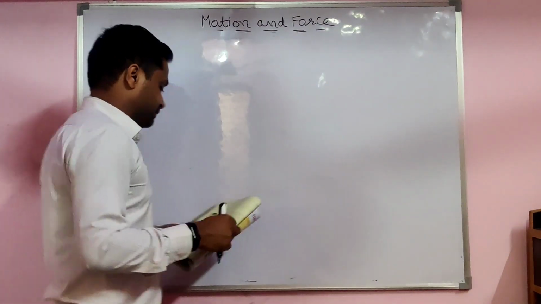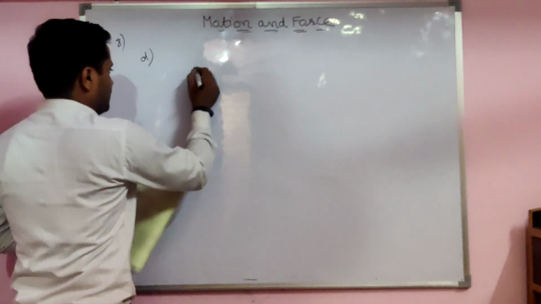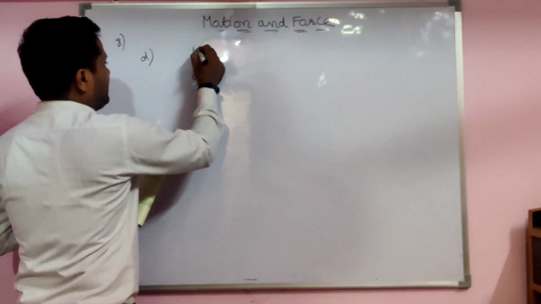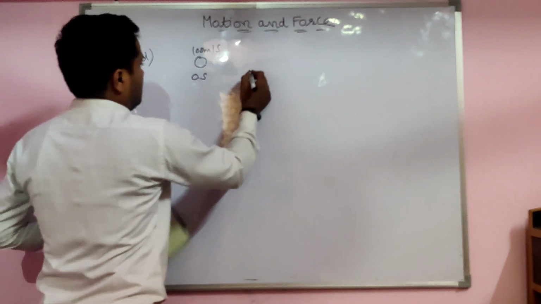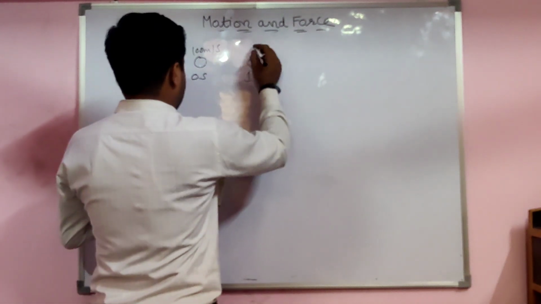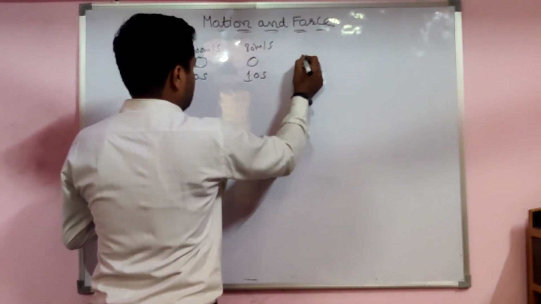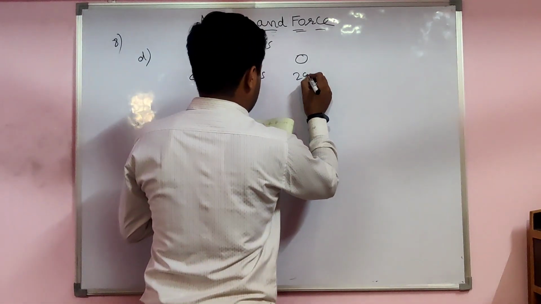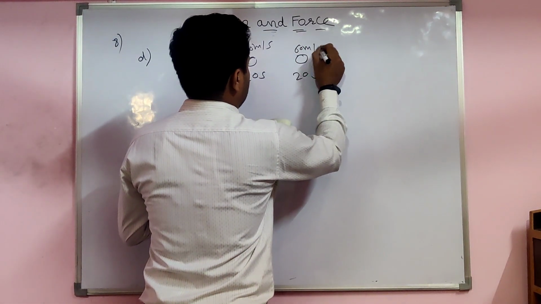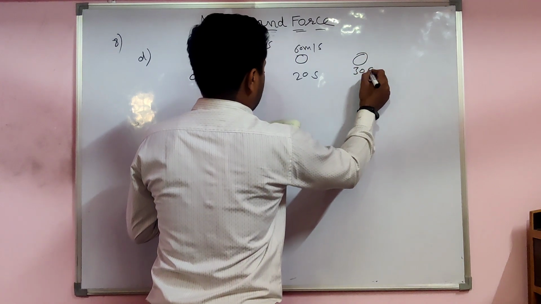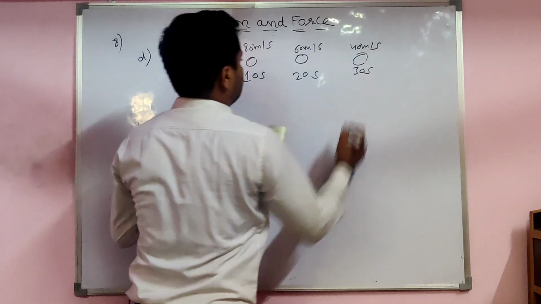Yeah, the last one, B part. First of all, the body at 0 seconds has 100 meters per second. Next, at 10 seconds, it was 80 meters per second. Next one, at 20 seconds, it was 60 meters per second. At 30 seconds, 40 meters per second.